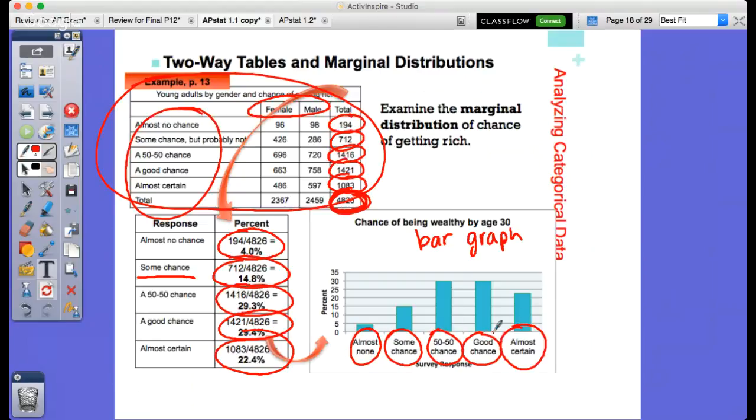And what we can do then is on the left side, make sure that we label this by putting percents, and then also that survey response. That's huge for the AP exam. And then being able to see the graph, we can say, oh, okay, they kind of hung out in the 50-50 and good chance columns for what they thought of being rich. Okay. All right, very good.